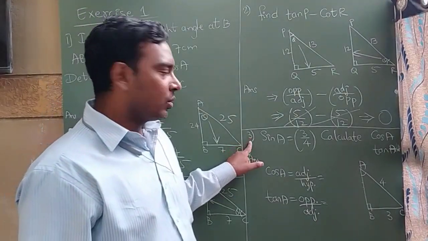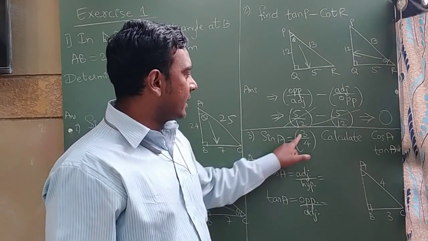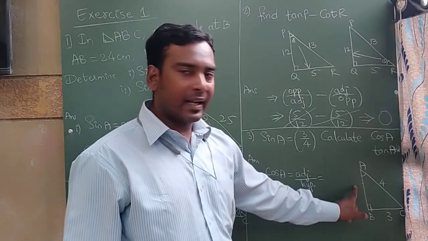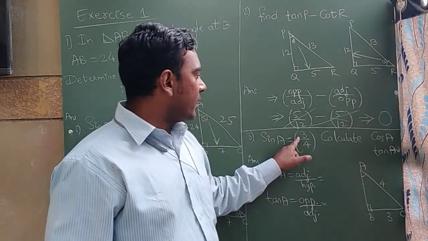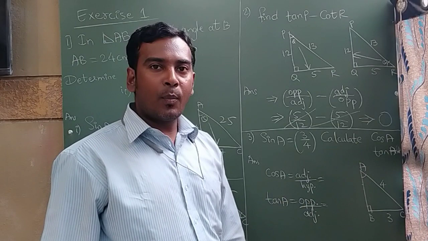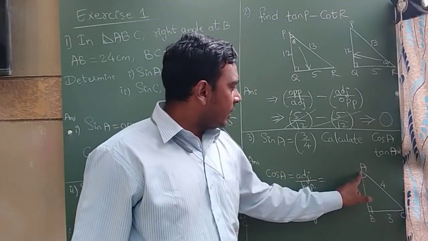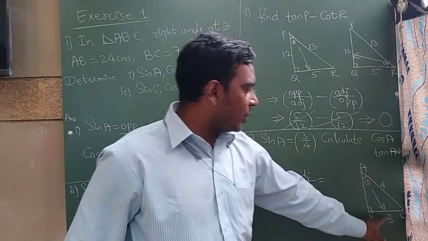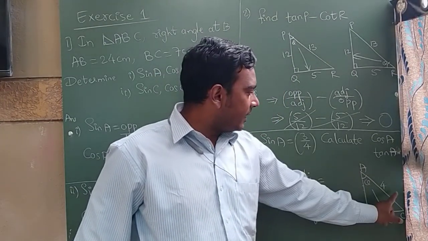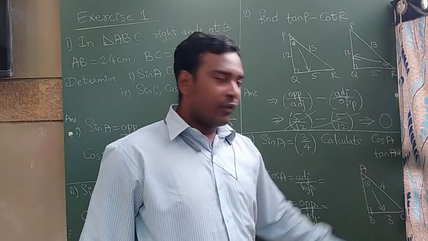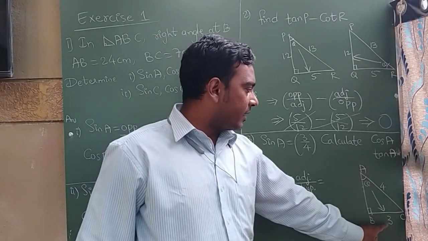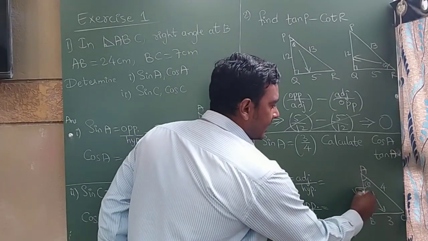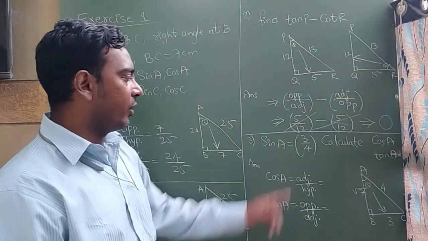Now question number 3. If sin A is equal to 3 by 4, calculate cos A and tan A. I have drawn a triangle here. Now what is sin A? Sin A means opposite upon hypotenuse. Since the angle is A, I will write theta here. So this will become the opposite side, this is 3, and this is the hypotenuse, 4. From the Pythagorean triplet, when the opposite side is 3 and the hypotenuse is 4, then the adjacent will become root 7. You need to remember that.